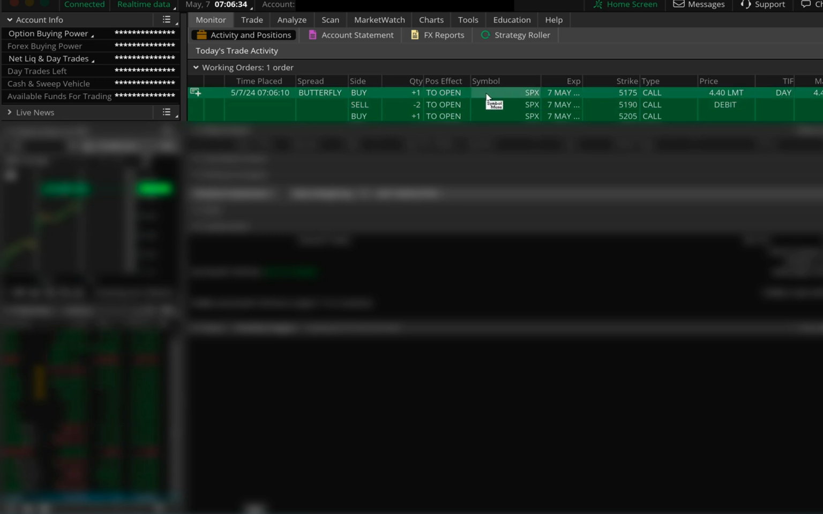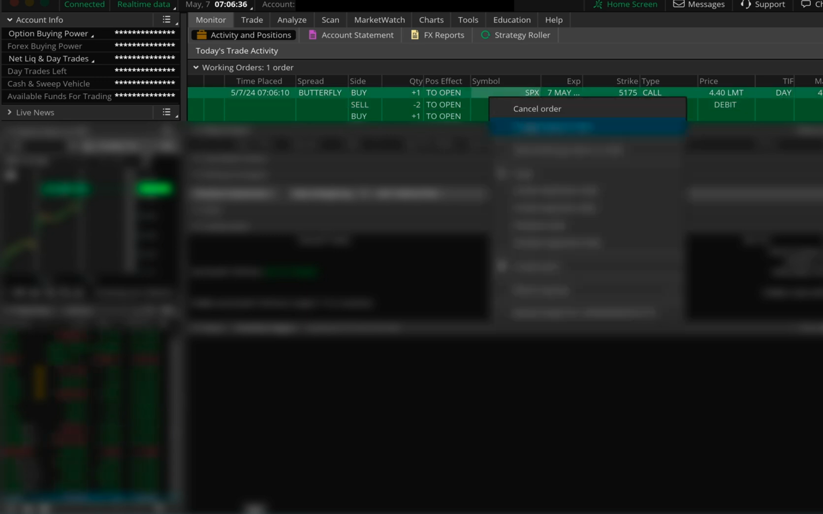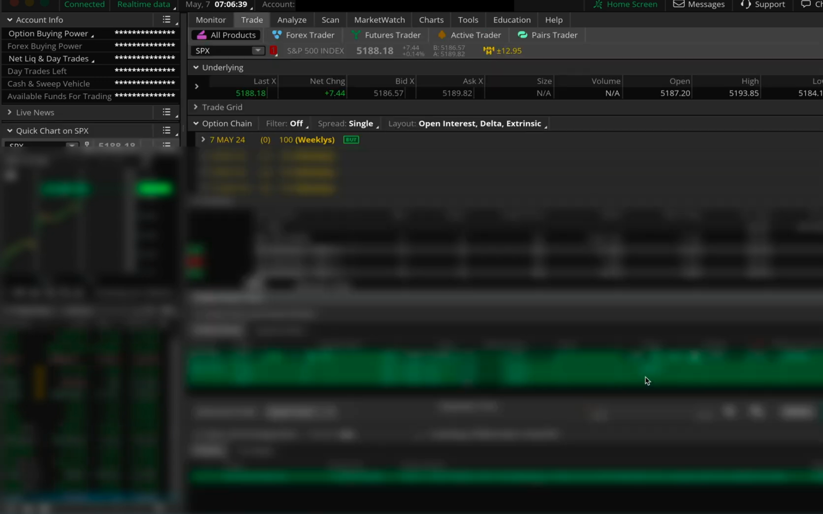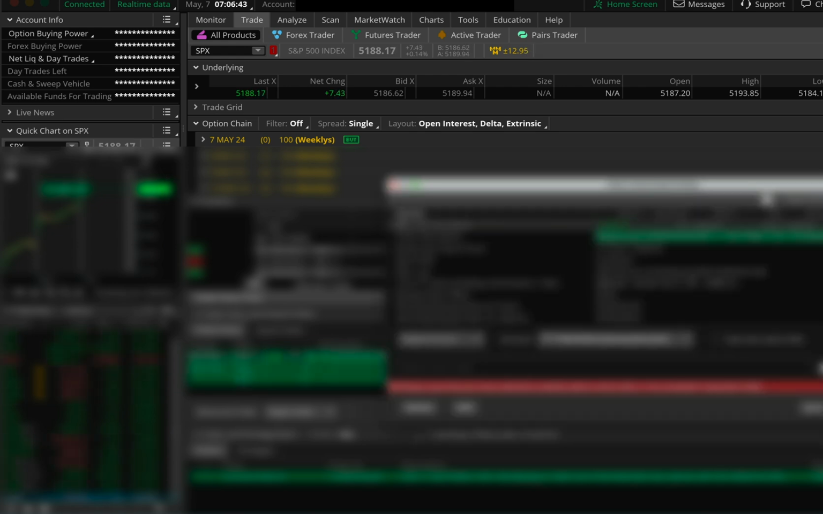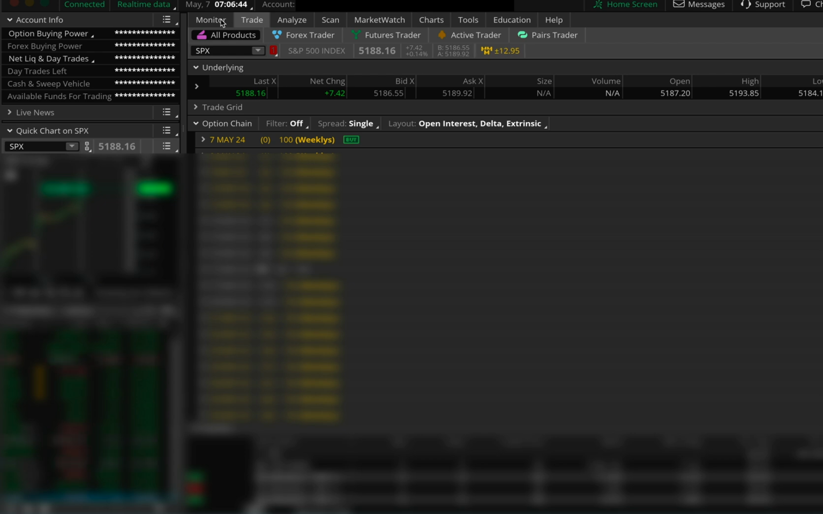I may have to pay a little bit more. I'm going to say cancel replace. I'm going to go by 5 cents. I'm going to cave in by 5 cents. Those darn market makers. Greedy bastards.